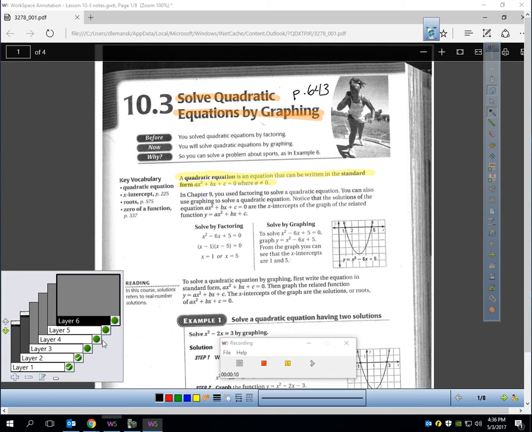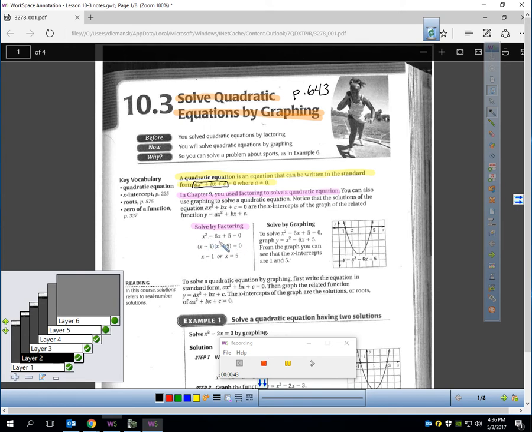Now, we have worked the last few days sketching this, okay? The sketches, we have an idea of what the graph would look like. Now, in Chapter 9, you used factoring to solve equations of these kinds. So when you look below here, solve by factoring, x squared minus 6x plus 5 equals 0. Let's review the steps for this.